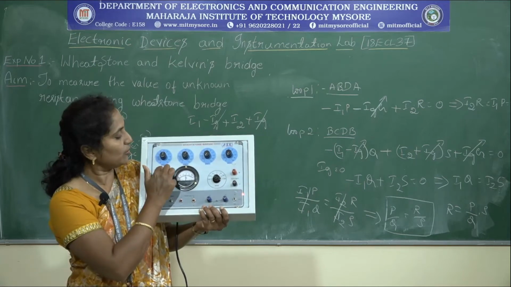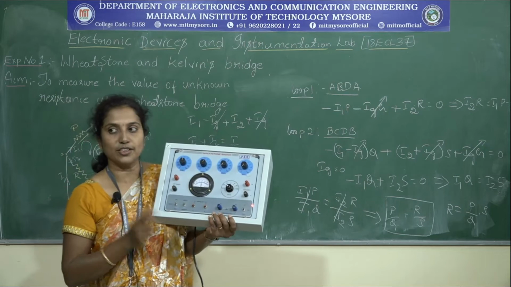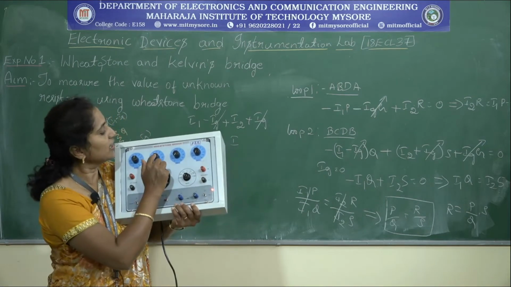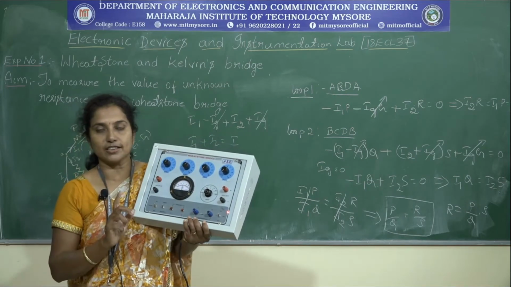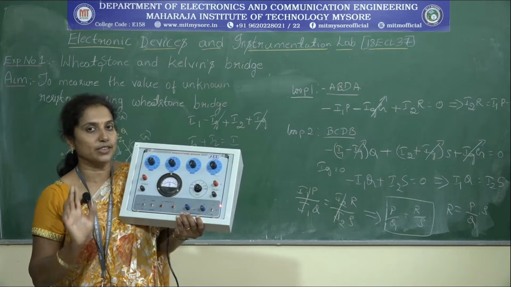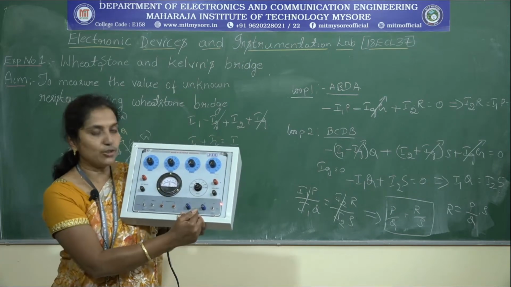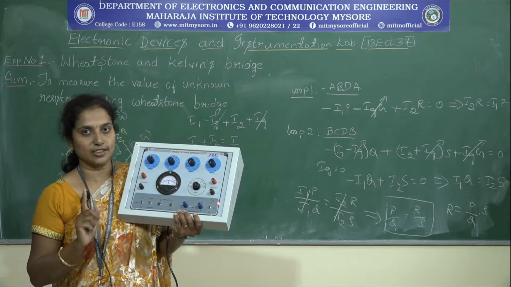Now what will be the value? Here, 5 into 1 kilo ohm is equal to 5 kilo ohm, and here it shows 6 into 100 ohm is equal to 600 ohm. 5k plus 600 ohm is equal to 5.6 kilo ohm. Your value of the unknown resistance is 5.6 kilo ohm.